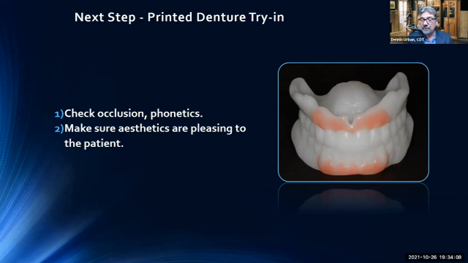The only thing you can't do is start moving teeth around, because it's in one piece. It's a printed monolithic type of material. So when you try this in, you want to make sure that the aesthetics are pleasing to the patient. If the bite is off, you can grind the teeth down. You can take a new bite registration. If the midline is off, just mark it. And what we'll do in the laboratory, when we get it back, is rescan it and merge it with the original file.